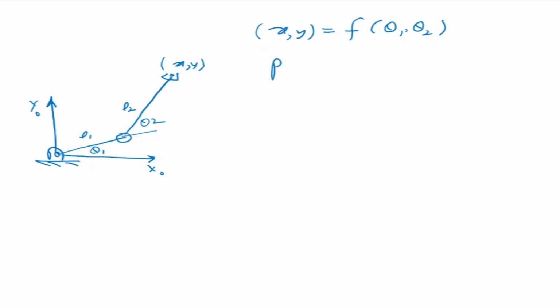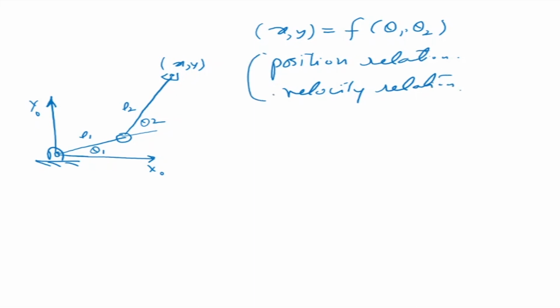So there is a position relation. If I take the derivative of that, then I get the velocity relation. So a position relationship and a velocity relationship can be obtained from this equation. Basically what we are saying is that if you have a function, so this is a function, right? xy is equal to a function of theta 1 and theta 2.